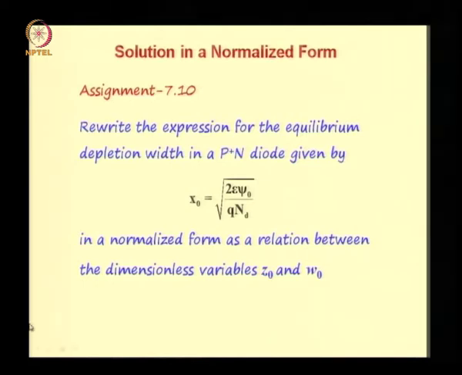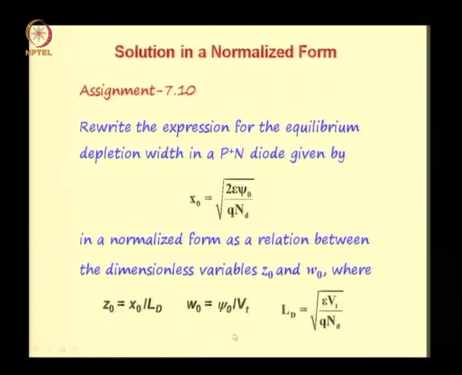Rewrite the expression for the equilibrium depletion width in a p plus n diode, given by x naught equal to square root of 2 epsilon psi naught by q N d, in a normalized form as a relation between the dimensionless variables z naught and w naught, which are given below. So z naught is the depletion width x naught normalized to the Debye length L d of the lightly doped side.